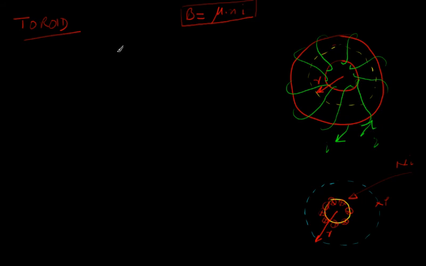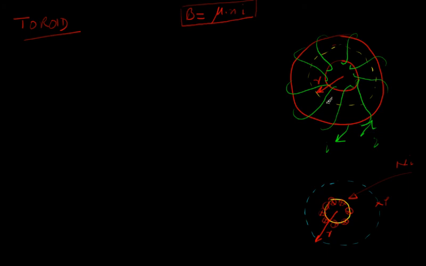What is this? A toroid is a kind of cylinder. If you bend the cylinder into a circular shape, you get a donut-like structure, and you wind a coil around it. Then this becomes a toroid. In the toroid we'll find out what the magnetic field is inside it.